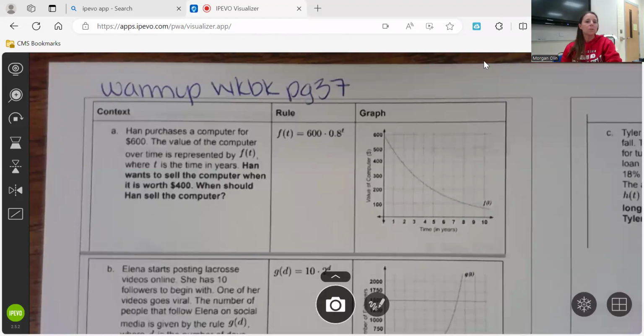Han purchases a computer for $600. The value of the computer over time is represented by f of t, where t is the time in years. And Han wants to sell the computer when it is worth $400. When should Han sell the computer?